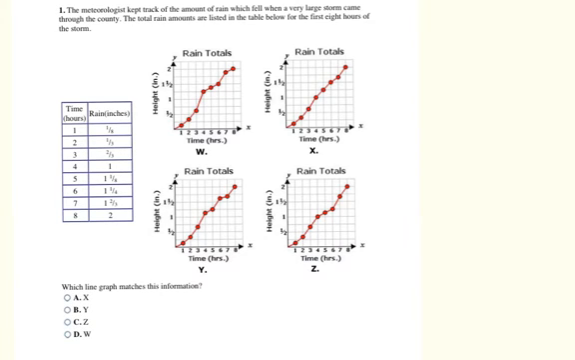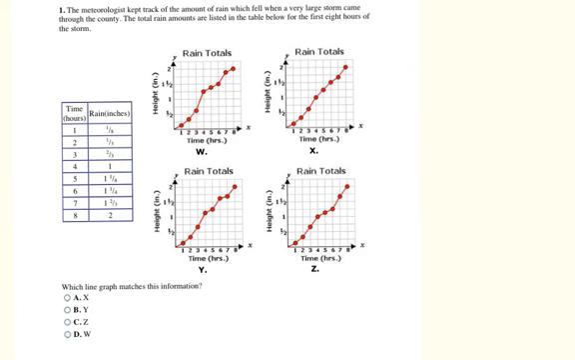Let's go ahead and look at our first example. It says the meteorologist kept track of the amount of rain which fell when a very large storm came through the country. The total rain amounts are listed in the table below for the first 8 hours of the storm. So then it wants to know, we have this table, which line graph matches the information. So you're looking for a line graph where it has the points at 1 1/8, 2 1/3, 3 2/3.